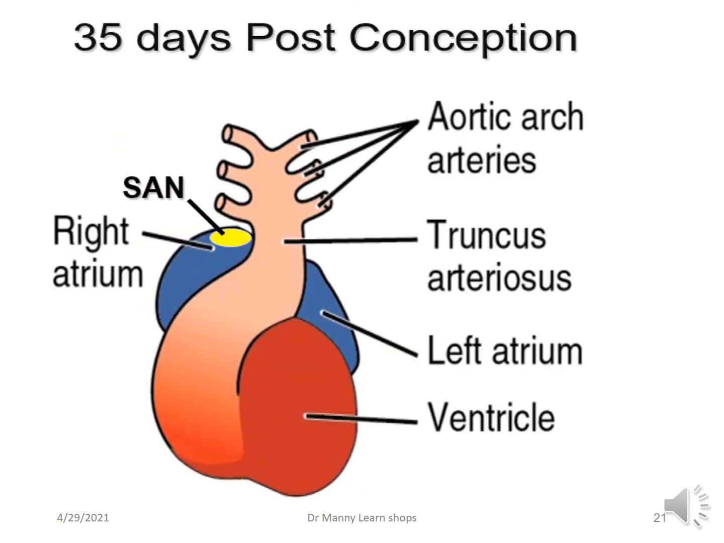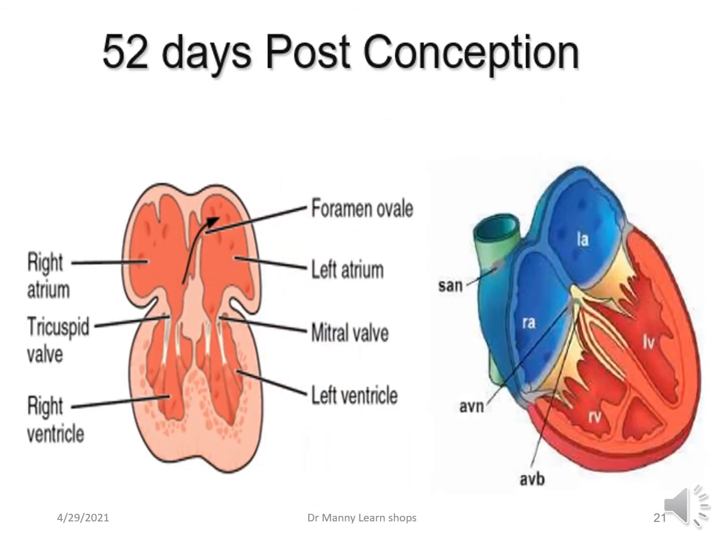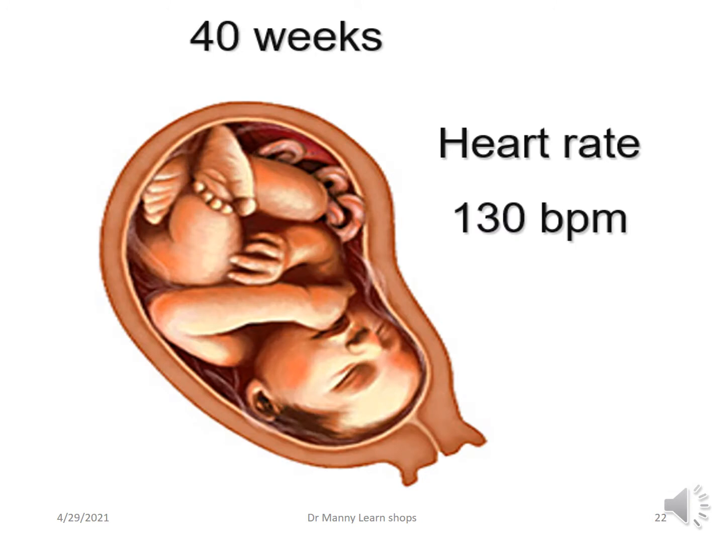Then at about 35 days post-conception, the heart's starting to look, as we already know, with its great vessels, and the conduction system is already developing and becoming more mature, evolving. At about 52 days post-conception, the inside of the heart and the outside of the heart and the conduction system are almost complete, as we know it in a full-term infant or adult. At 40 weeks, heart rate is approximately 130 beats per minute at rest, no fetal distress.